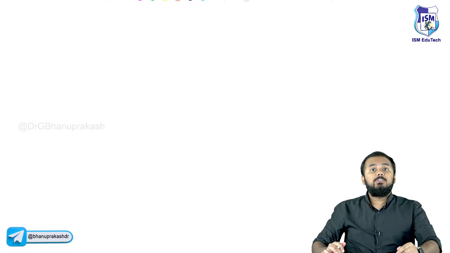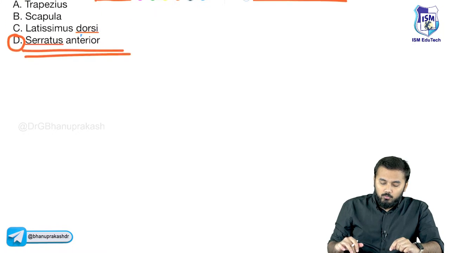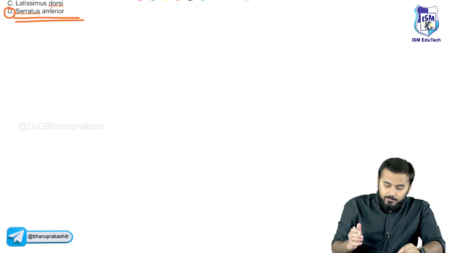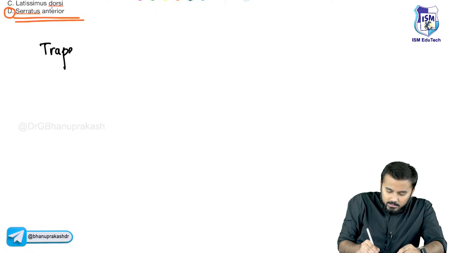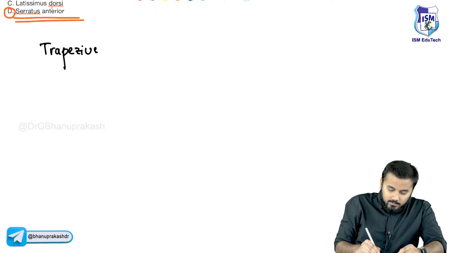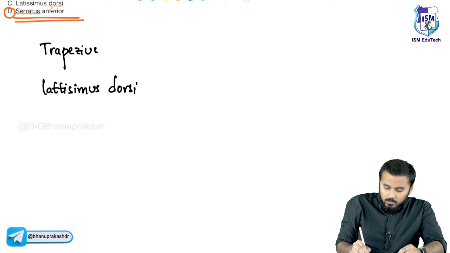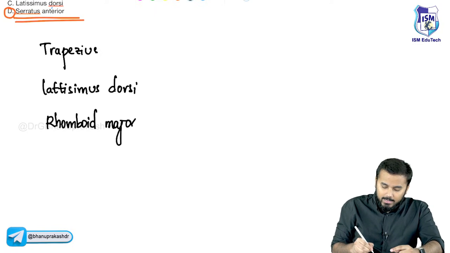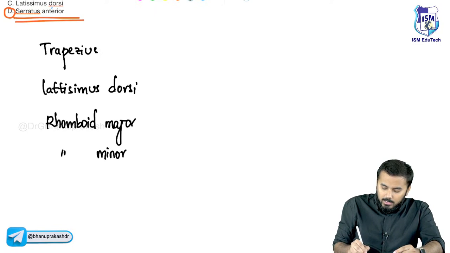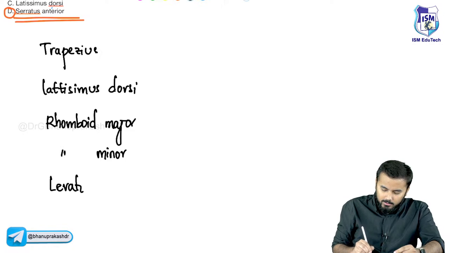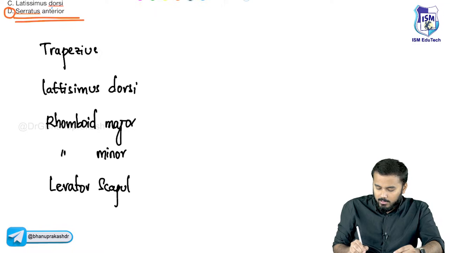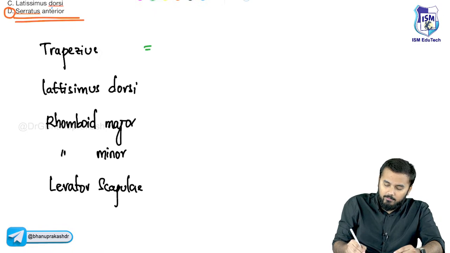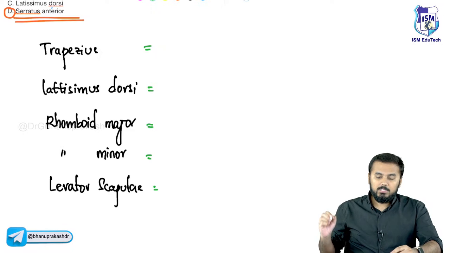Chalo, let us discuss the nerve supply now. Hai na? Nerve supply. So what is the nerve supply which you can see here? First of all, let us write down the muscles. One is called the trapezius muscle. Another one is the latissimus dorsi muscle. Another is the rhomboid major muscle. Another is the rhomboid minor muscle. And next we have the levator scapulae. So these are the muscles which we have.